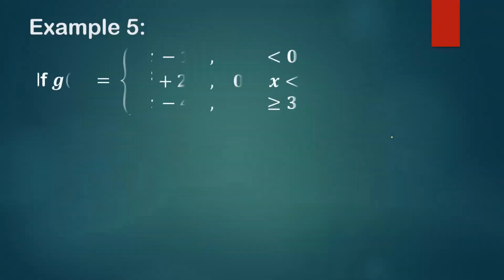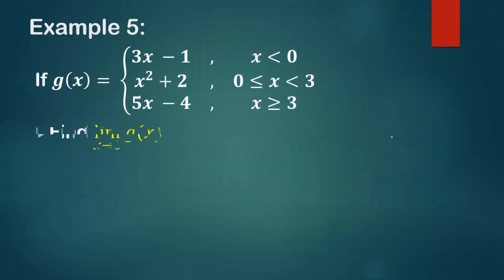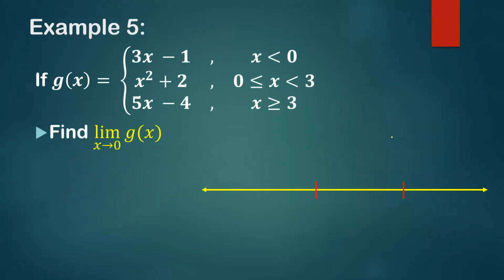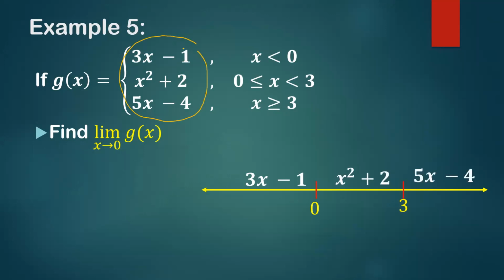So for example 5, we have this piecewise function. Meron tayong limit of g of x as x approaches 0. Meron tayong 0 tapos 3. Dito tayo sa 3x minus 1. Tapos sa gitna, meron tayong x squared plus 2. Yan, considering these definitions of our function. And sa right side ni 3, we have 5x minus 4.